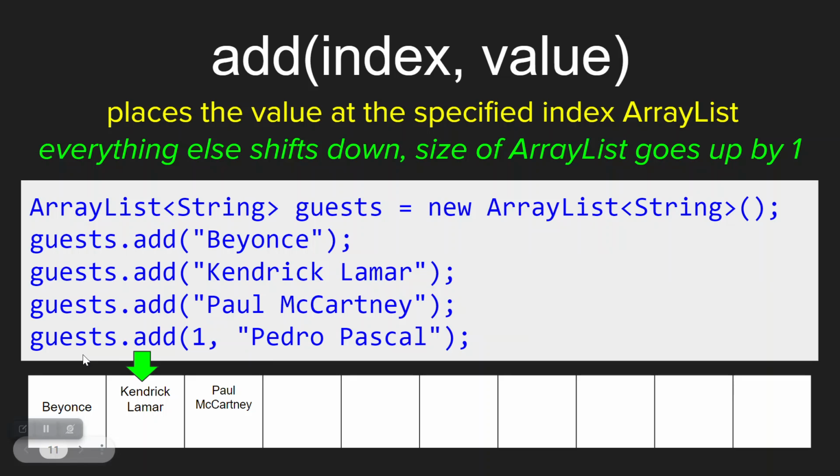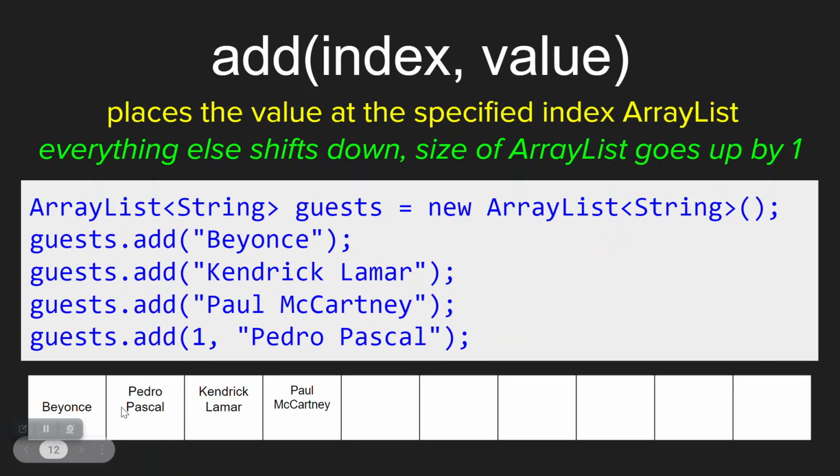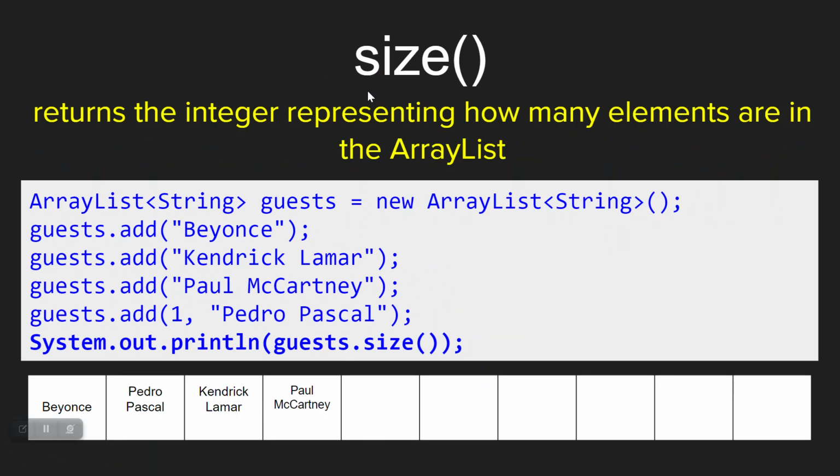And what this line is going to do is it's going to find index 1, and it's going to bump everybody else down, and it's going to put Pedro Pascal right there. So the size of my guest list just grew by 1. Everybody else shifted down. There you go. Pretty straightforward. Now we also have the size method, and this is a return method.